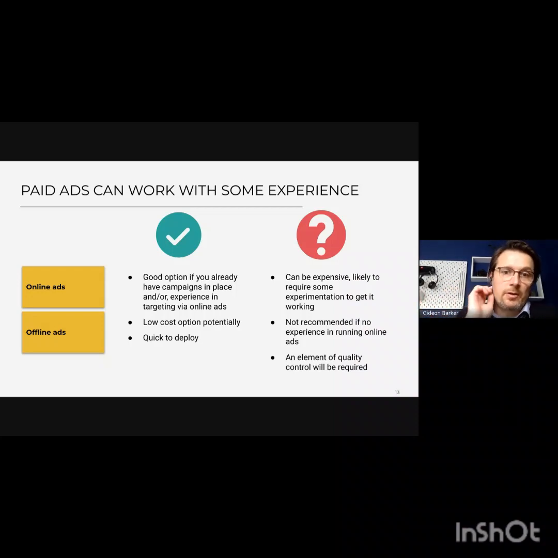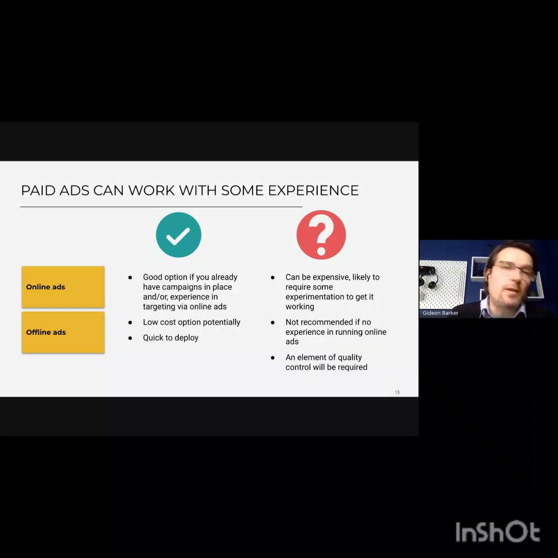can effectively target people. Then you might be running some of your own ads anyway, so it might just be a case of adding an extra campaign onto your existing campaigns, specifically to target people for research. That would be fairly straightforward, potentially low cost, quick to set up.